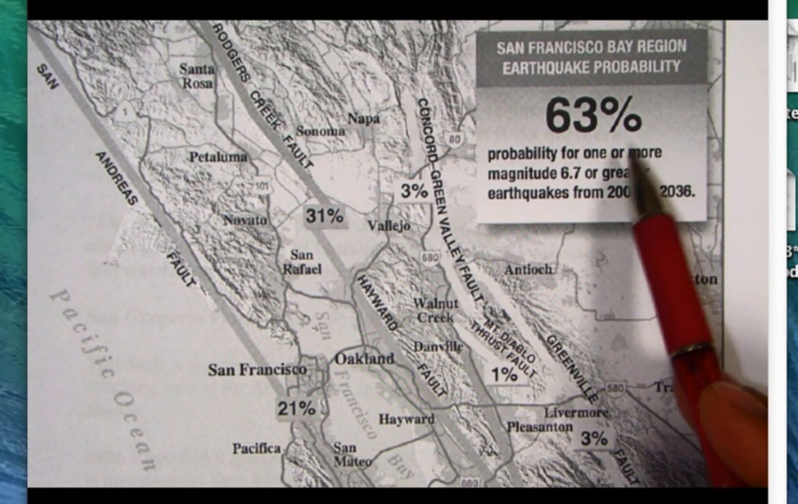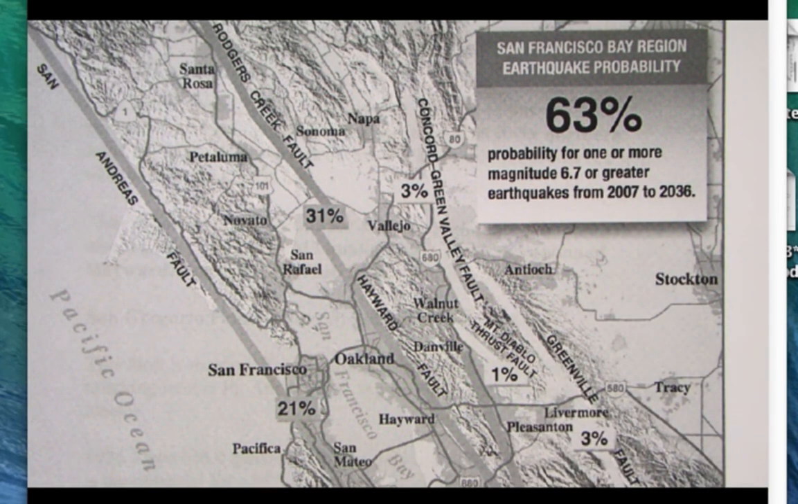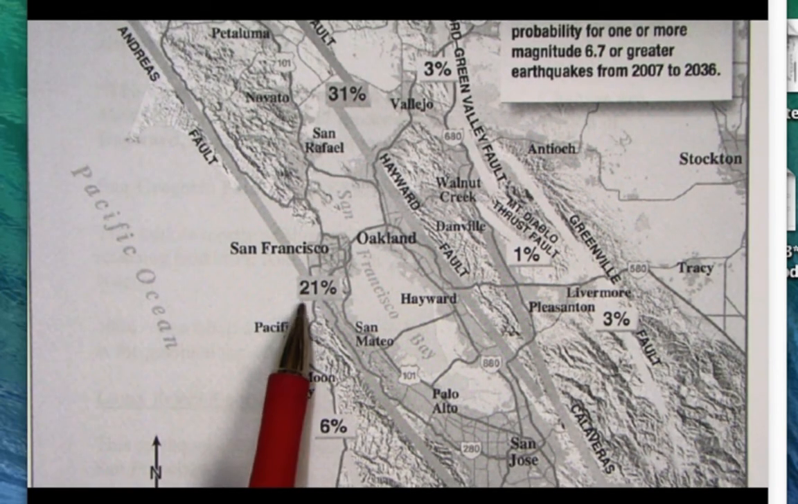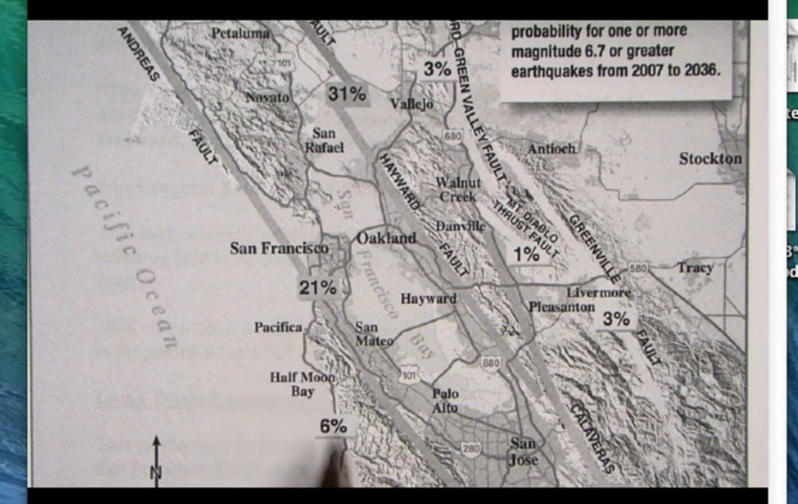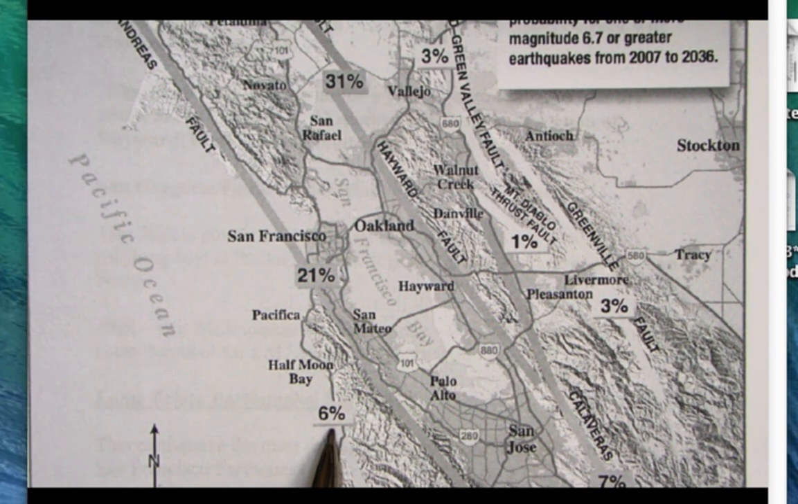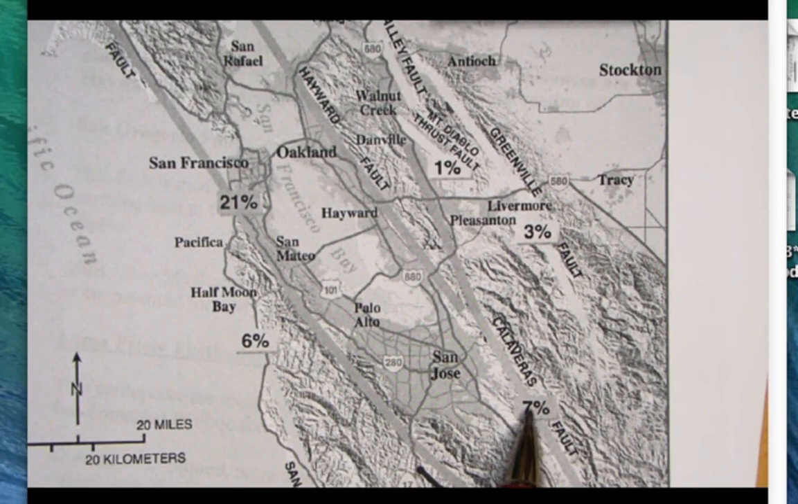67% probability that we're going to have an earthquake of magnitude 6.7 or greater on any of these faults in the Bay Area. And if we look at the San Andreas Fault proper here, you see there's a 21% chance that will be the one to have the quake. The San Gregorio Fault down here off of Half Moon Bay, there's a 6% chance on that one. The Calaveras Fault over here has a 7% chance.